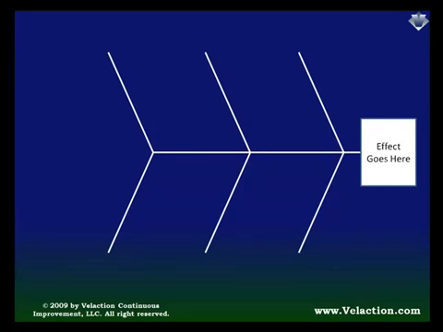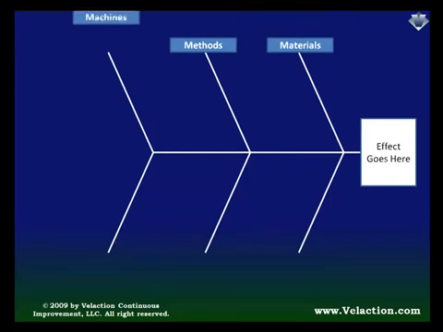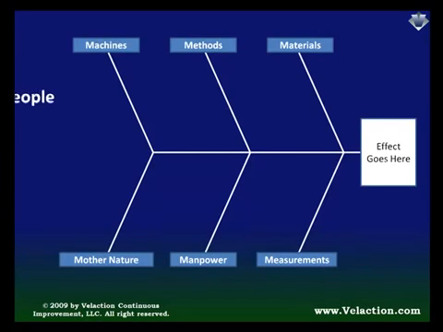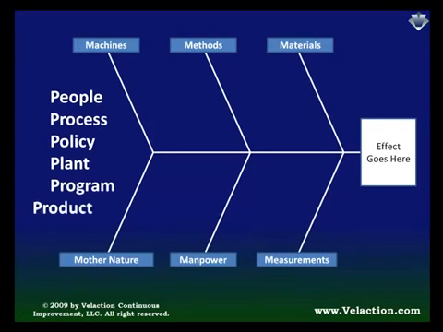In the standard version of the shop floor fishbone, you'll see 6 spines corresponding to the 6 M's. The 6 M's are materials, methods, machines, measurements, Mother Nature, and manpower. You might, however, see manpower switched out with a more gender-neutral word. In the office, you'll likely see the 6 P's: people, process, policy, plant, program, product.